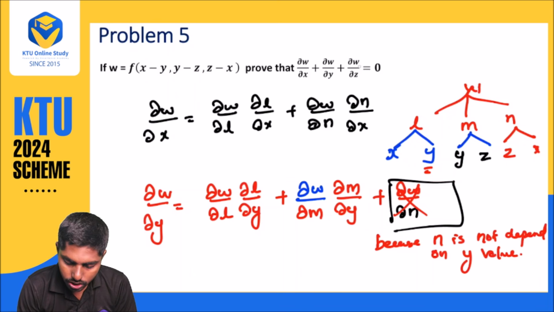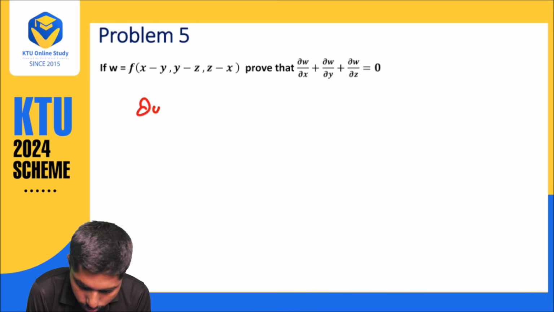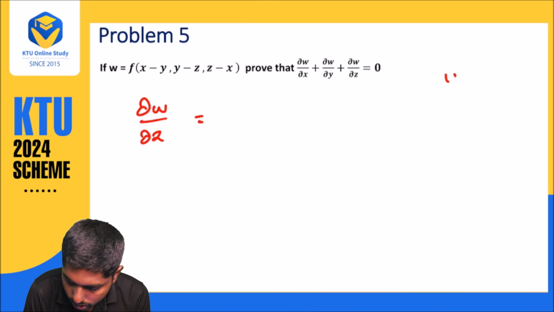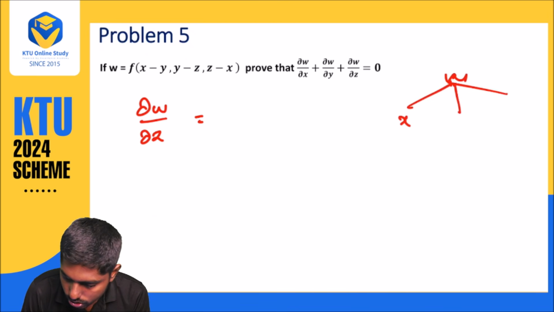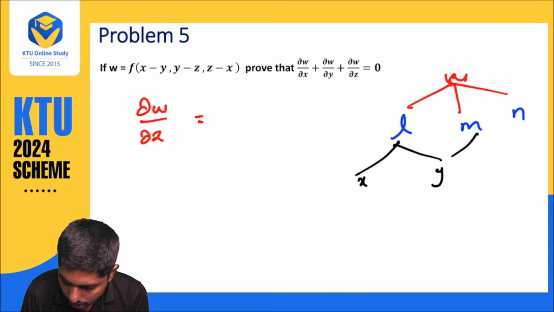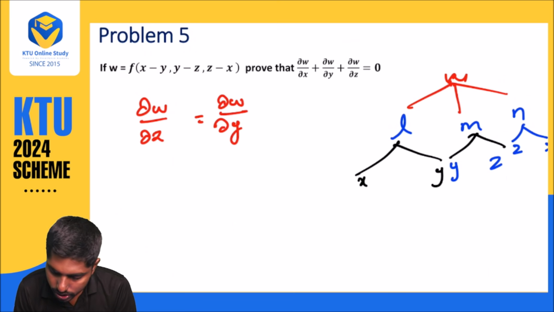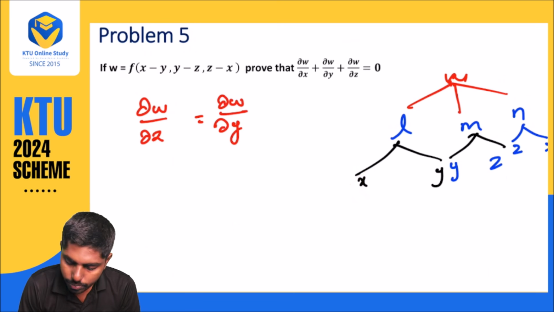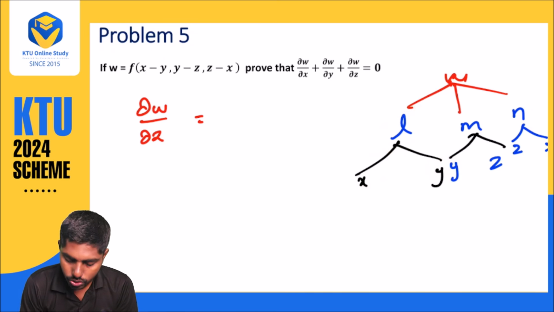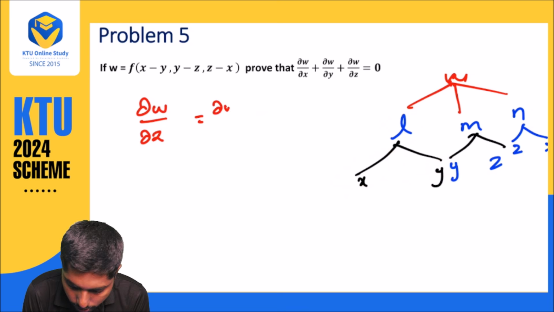So now what is the thing? Dou w by dou z we want to write. We know the thing w. Draw the diagram, so it will be very easy. l, m, n, and it is divided into x y, this one is y z, and this one is z x. So dou w by dou z, so z term where and all there. So dou w by dou y will be coming. y z, x is not coming, because L is not depending upon z.